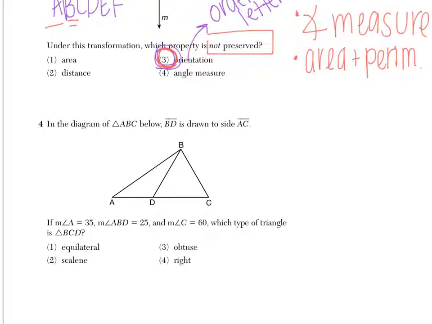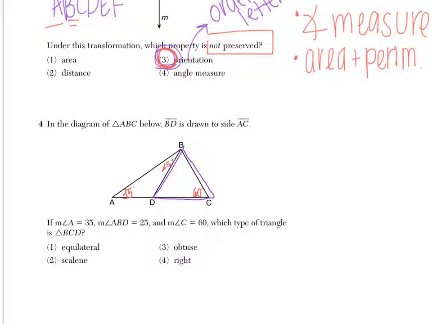Number 4 says, in the diagram of triangle ABC below, segment BD is drawn to side AC. If the measure of angle A is 35 degrees, notice that I'm labeling as we go, and the measure of angle ABD is 25, so A to B to D is 25, and the measure of angle C is 60, what type of triangle is triangle BDC? So I'm just going to take a second to outline that triangle because that's the one we care about.